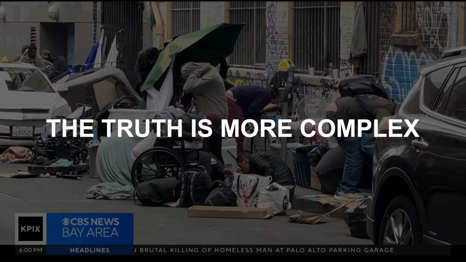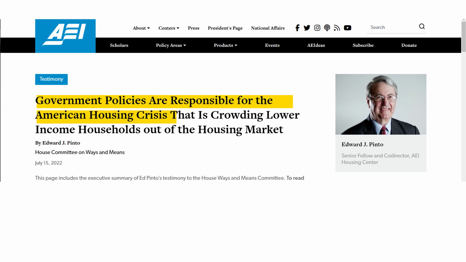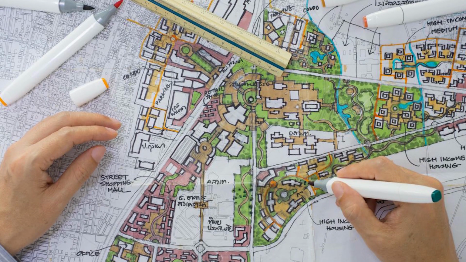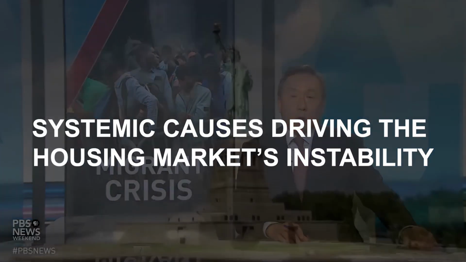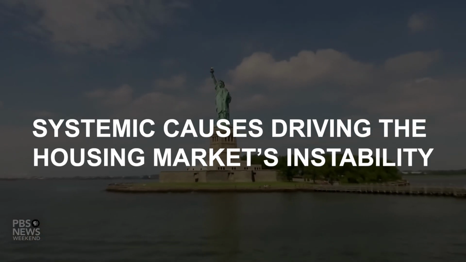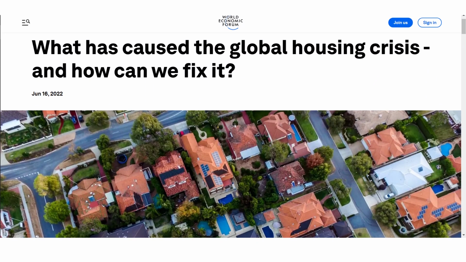The truth is more complex, involving a myriad of factors beyond immigration. The real roots of the housing crisis lie in policy decisions, economic trends, and urban planning. To truly address these issues, we must look beyond easy scapegoats and confront the systemic causes driving the housing market's instability. Are immigrants the cause of housing market crises?